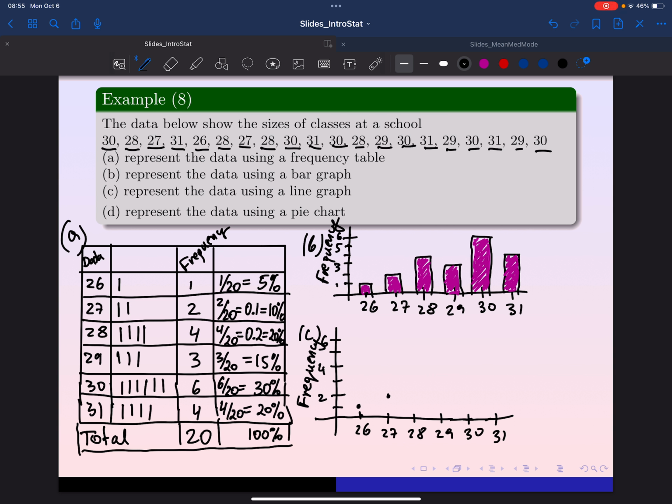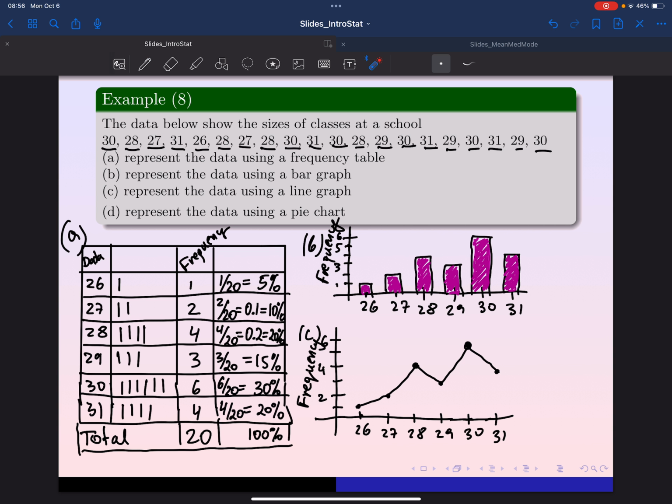28 we have 4. 29 we had 3. 30 we have 6. And 31 we have 4. So we would connect them with a straight line. And that's called the line graph.